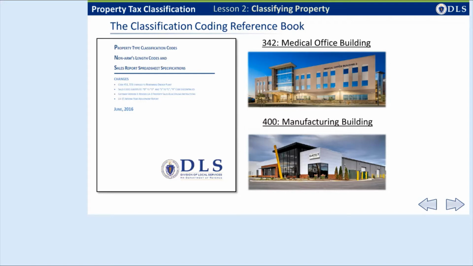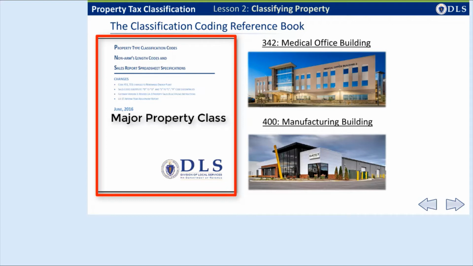You don't have to memorize every code. That's just simply unrealistic. The Property Type Classification Codes book is your go-to resource in assisting you in your classification responsibilities. This resource defines each major property class, the significant categories of properties within those classes, and the specific property types within those categories.